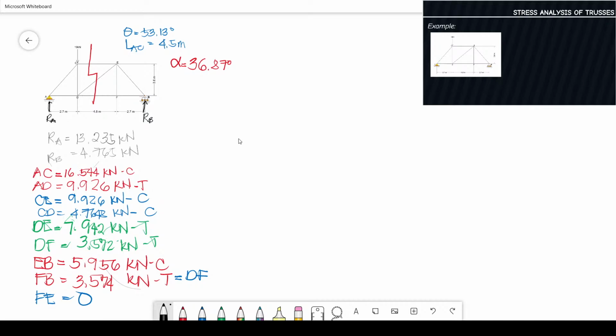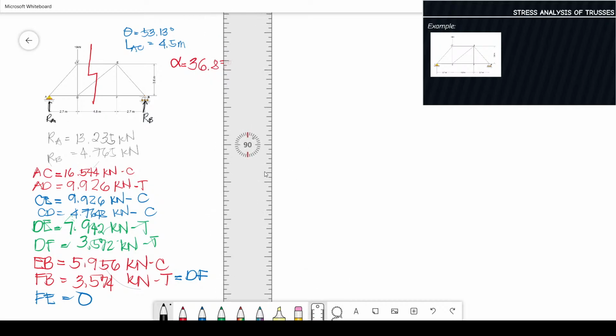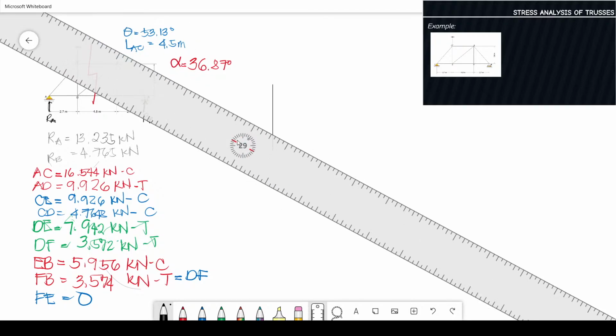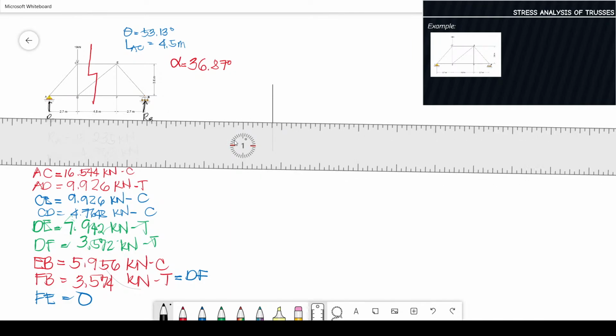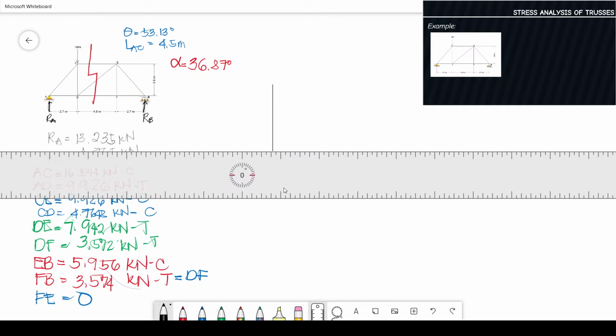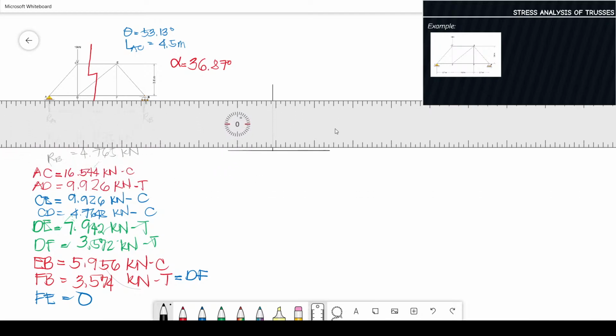So again, we are doing this in real time, so pardon me for my slow decision making. Oh my gosh, I need a ruler. So what we need to do is just copy the whole free body.